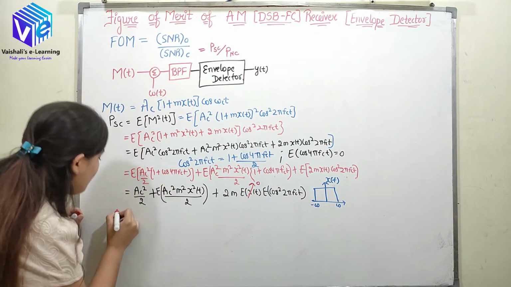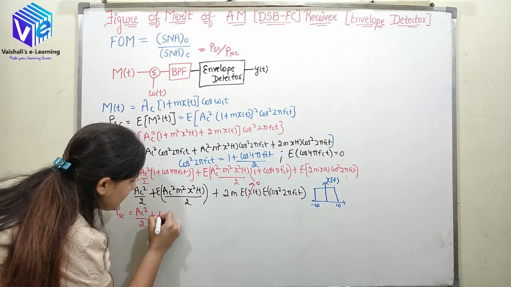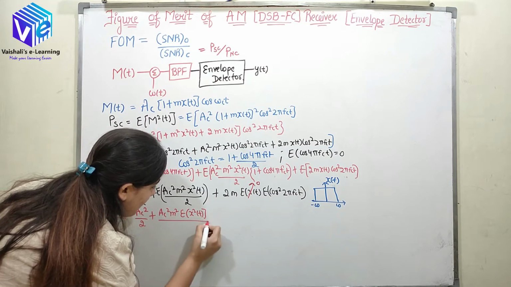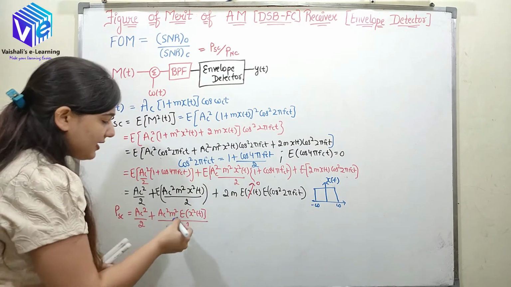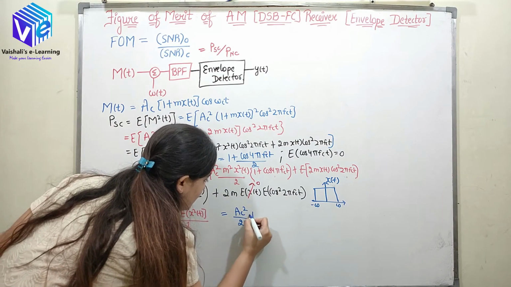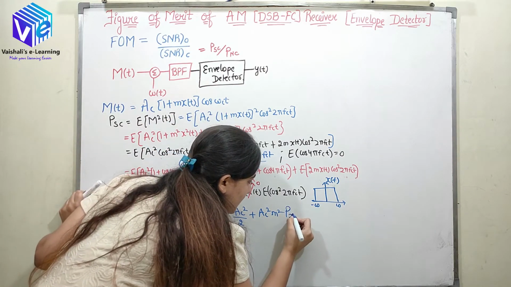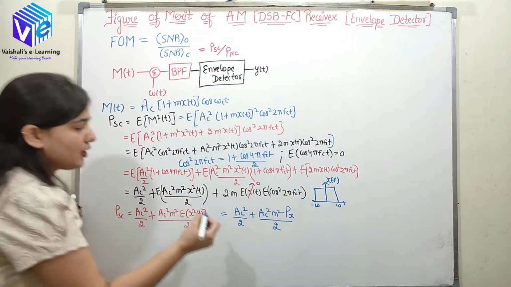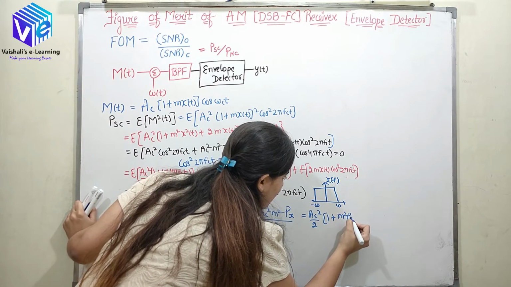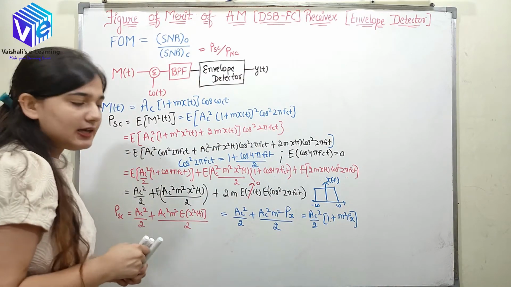So if I talk about the power of the signal in the channel, it is Ac² upon 2 plus Ac² m² E of x²(t) upon 2. So what is E of x²(t)? Again it represents the power of the input signal. So it is equal to Ac² upon 2 plus Ac² m² times the power of x, that is P of x, upon 2. Now I can take Ac² upon 2 common. Here I'll be having 1 + m² Px. So now this is my power of the signal in the channel.